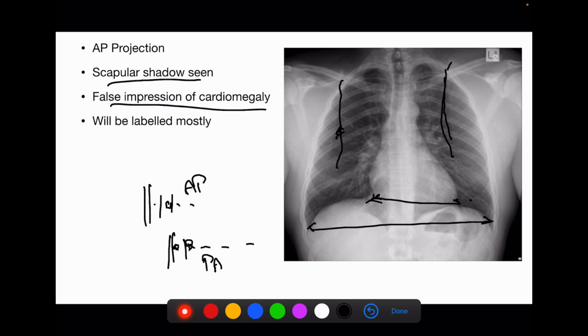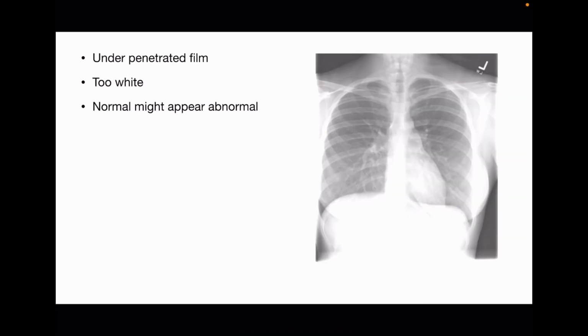And as I said before, it is usually labeled, but even if it is not labeled, you should be able to find out the difference by using these 2 points that I just told you. And now this here is an example of an underpenetrated film. So why do I say that this is an underpenetrated film?